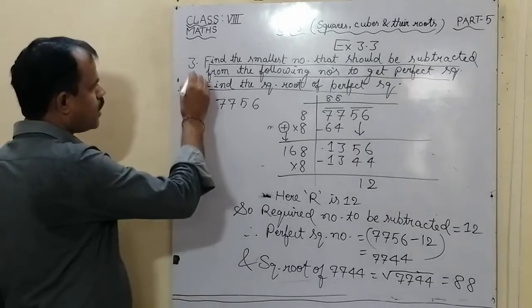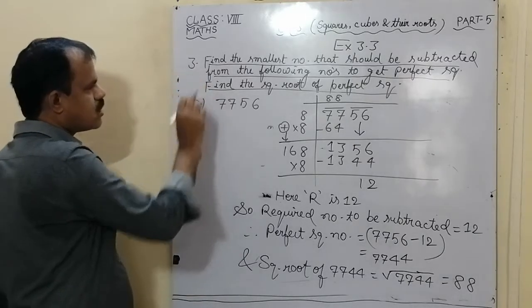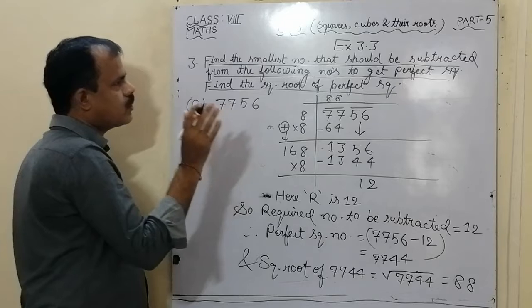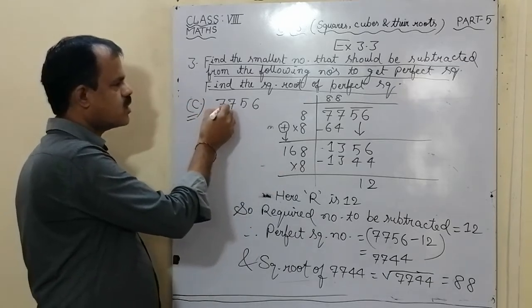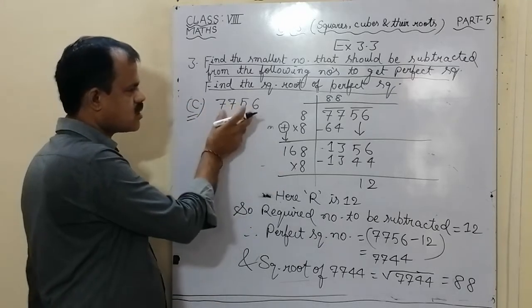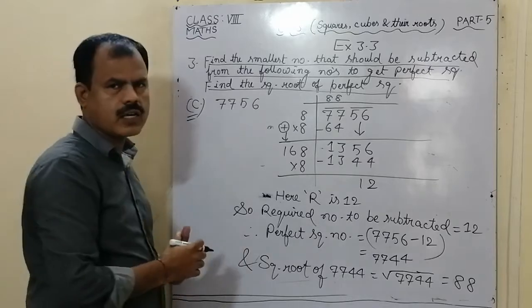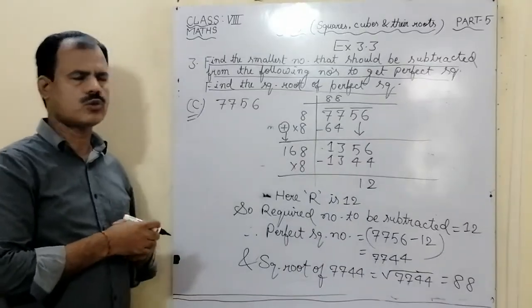Students, see one more part, that is C part, question number 3. Which number do we have to subtract from 7756 so that the number becomes a perfect square, and we also have to find the square root.